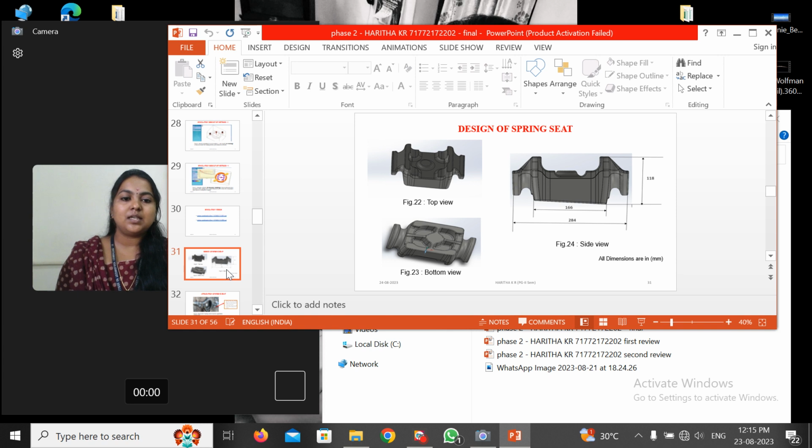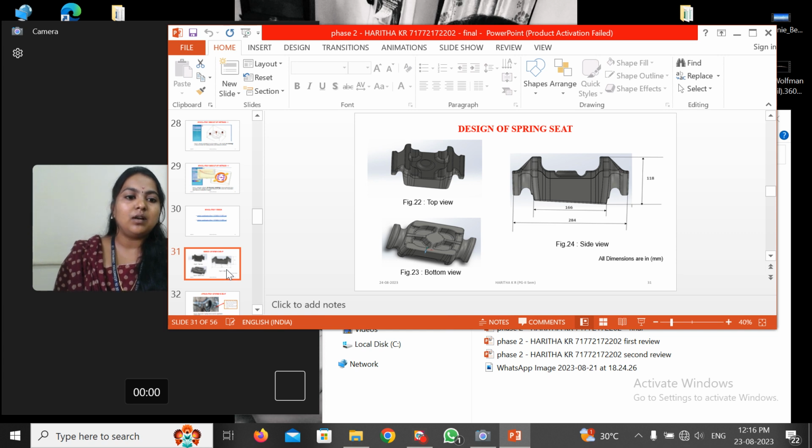of the spring sheet at the end. The second part is about the spring sheet component. This is about the top view, bottom view, and side view. With respect to the size of the spring sheet component, the total thickness of the material is 75 mm. At the bottom there will be some cavity. The total cavity height is about 40 mm.